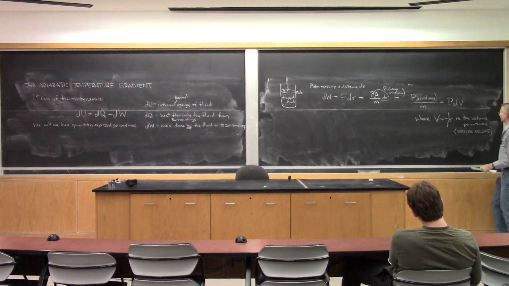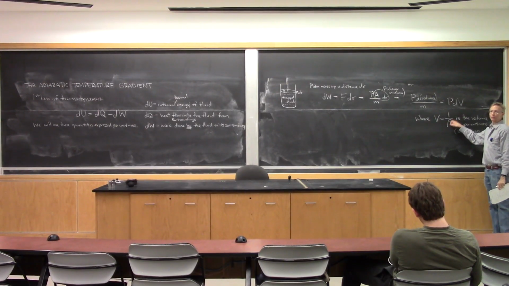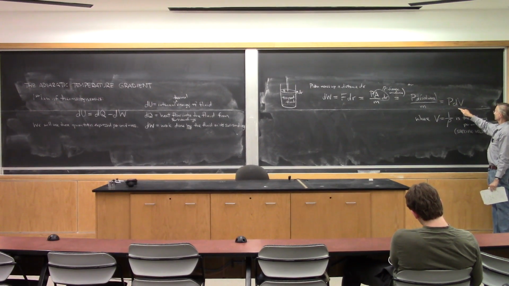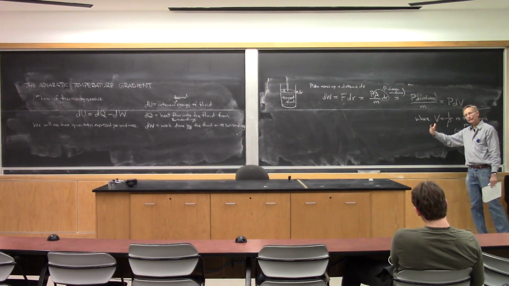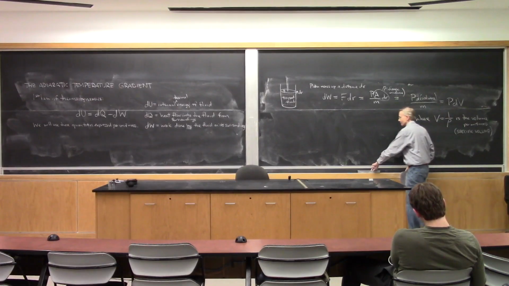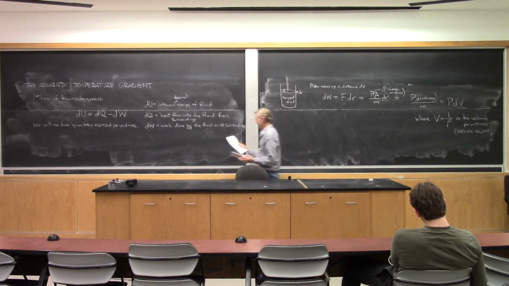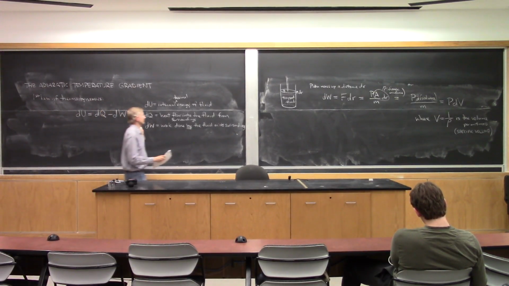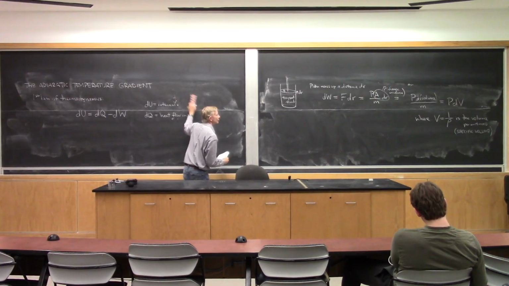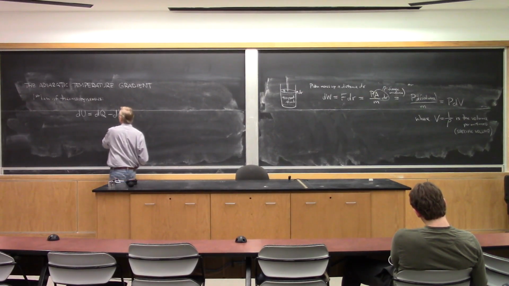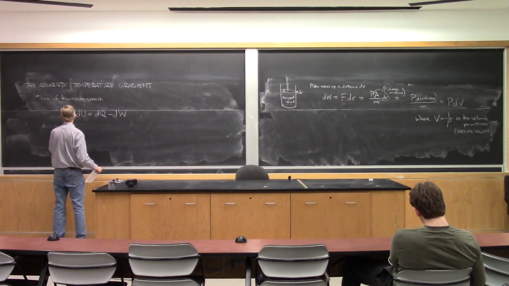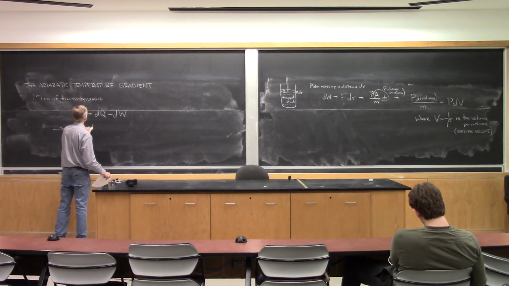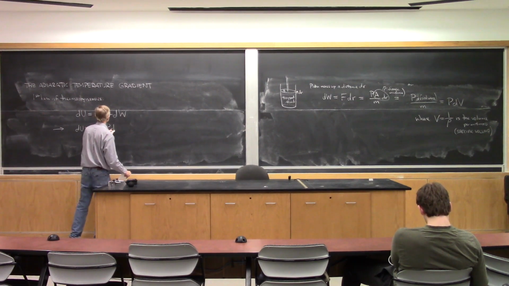In other words, rho is mass per unit volume. 1 over rho is volume per unit mass. So this is the differential of 1 over rho, which we're calling the differential of V, where V is the volume per unit mass, the reciprocal of the density. So du is dq minus p dV.